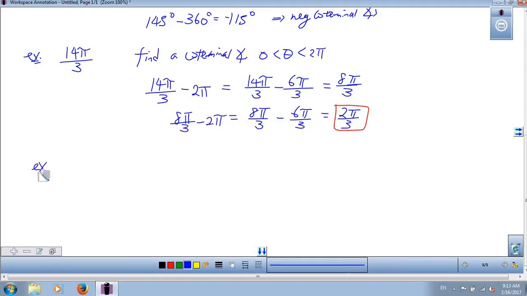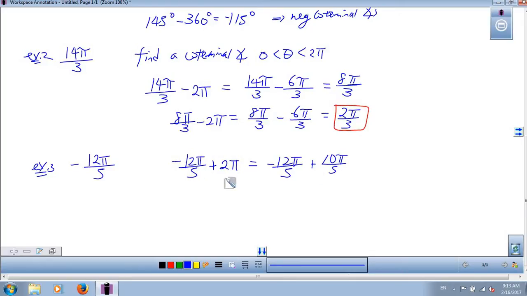Okay, so let's do one more example here. Example number 3. Let's do negative 12 pi over 5. Okay, so let's go ahead and find the coterminal angle that's between 0 and 2 pi. So let's take negative 12 pi over 5, and I know it's negative, so I'm going to add 2 pi to it. Alright, so negative 12 pi over 5 plus 2 pi. Now we want to write 2 pi in terms of the denominator of 5, so it's going to be 10 pi over 5.